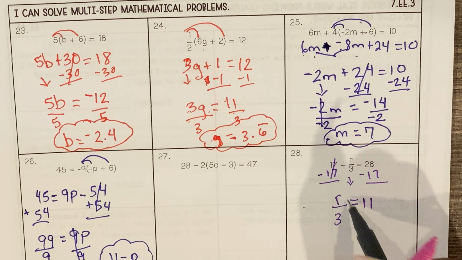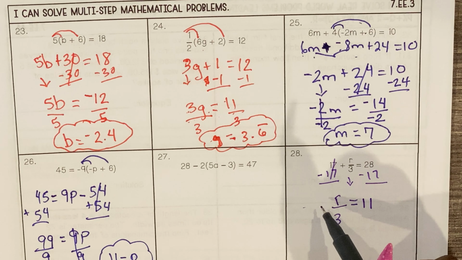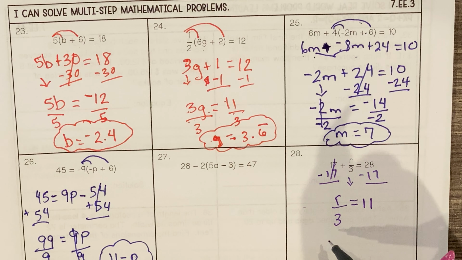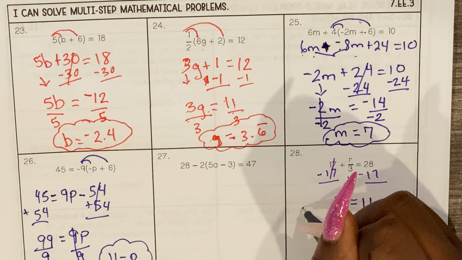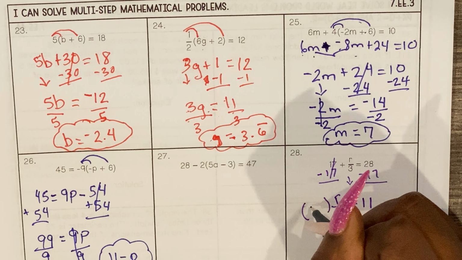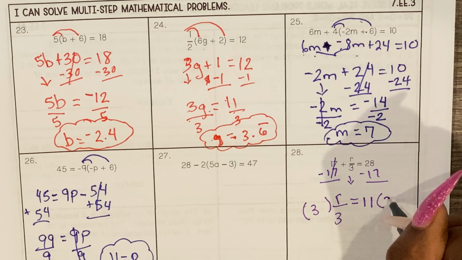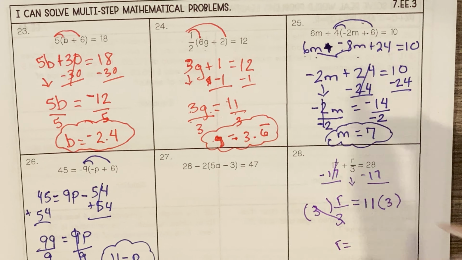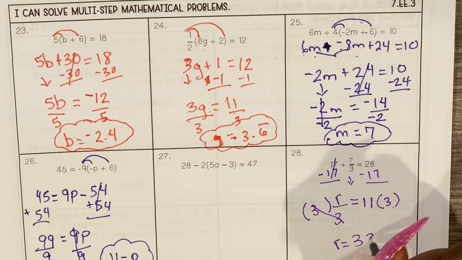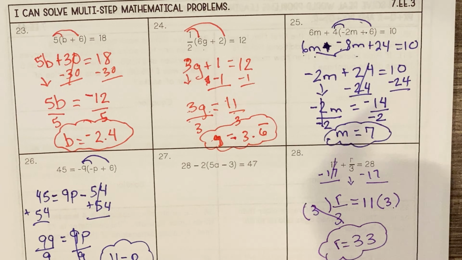To do the inverse of my fraction, and as you know, we've said this many times, a fraction is division. So the inverse of dividing is multiplying. R equals 11 times 3, 33.